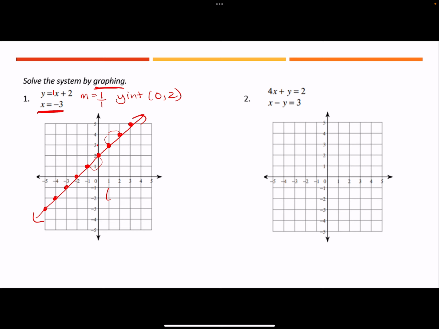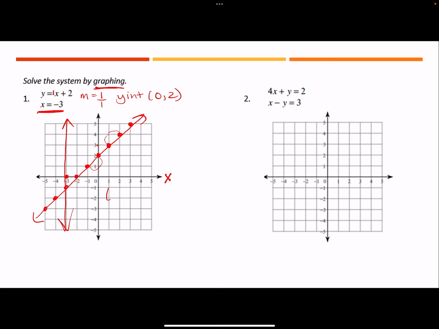But if we have x equals 3, that means that this line is only going to go through the x-axis. So it's going to be a vertical line. Remember, we talked about the slope being undefined. So I'm going to find -3 on the x-axis. Here's -3, and my line is going to go like that. It's going to be a vertical line.